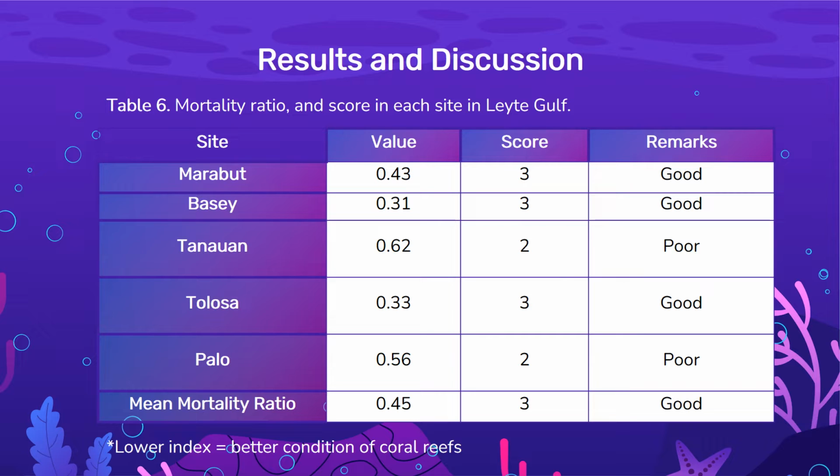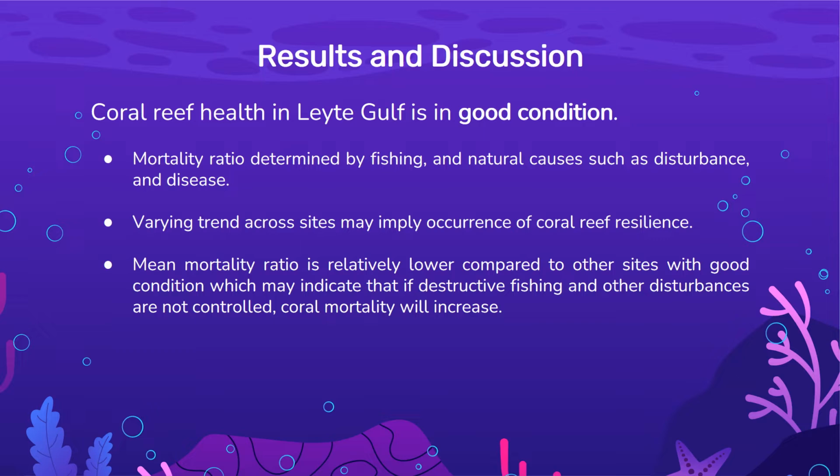Tanawan had the highest mortality ratio of 0.62, whereas Basay had the lowest mortality ratio of 0.31. Results show that coral reefs in Marabot, Basay, and Tolosa were in good condition, whereas Tanawan and Palo were in poor condition. Generally, Leyte Gulf had a mean mortality ratio of 0.45 and a score of 3, indicating good coral reef health conditions. Coral mortality in Leyte Gulf is determined by fishing and natural causes such as disturbance and disease.